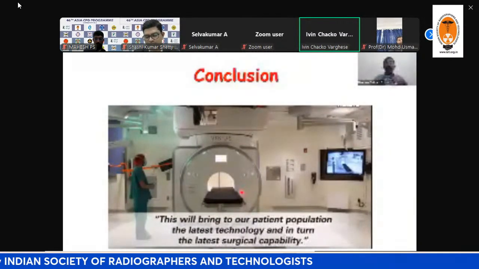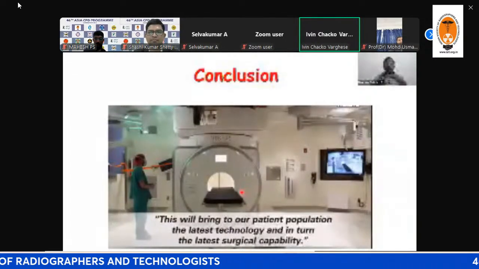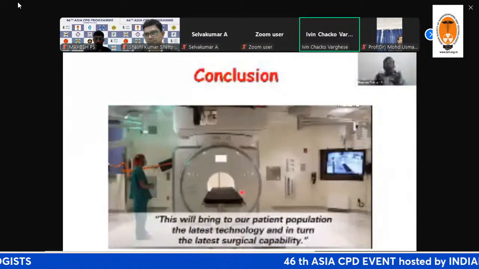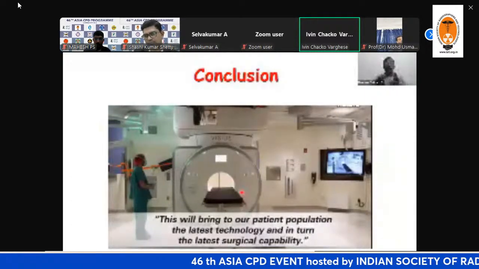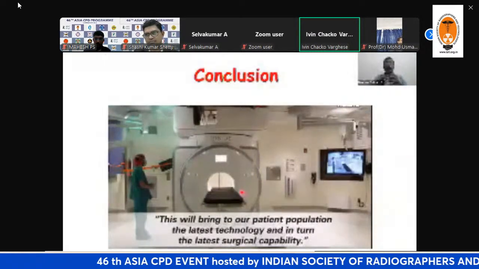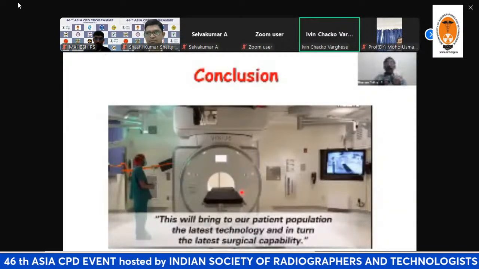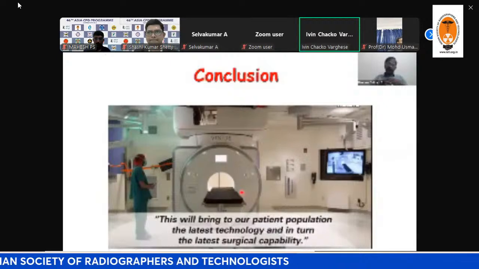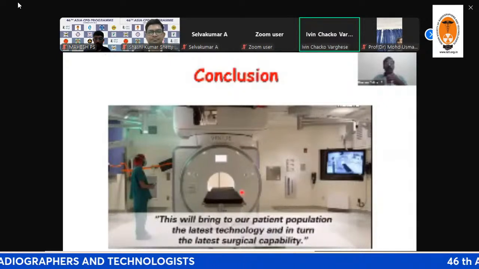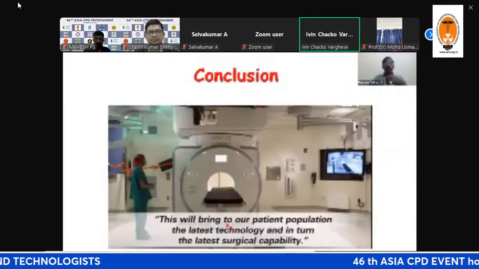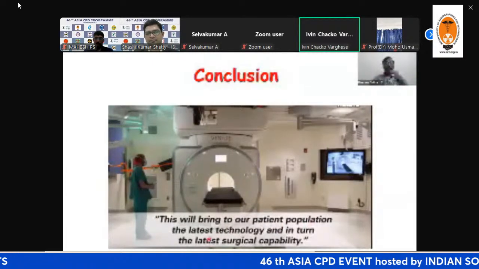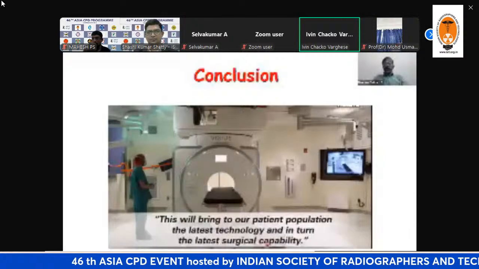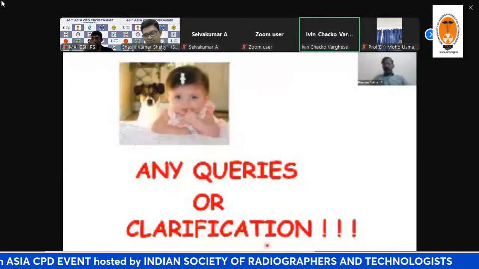Then I explained that for the surgery, we use a stereotactic frame to localize the tissue. I also told you about the coils we use for that purpose. And finally, I explained the safety aspects that have to be taken care of during an IMRI procedure. To conclude, this IMRI will bring to our patient population the latest technology and in turn the latest surgical capability. So with this, I conclude.